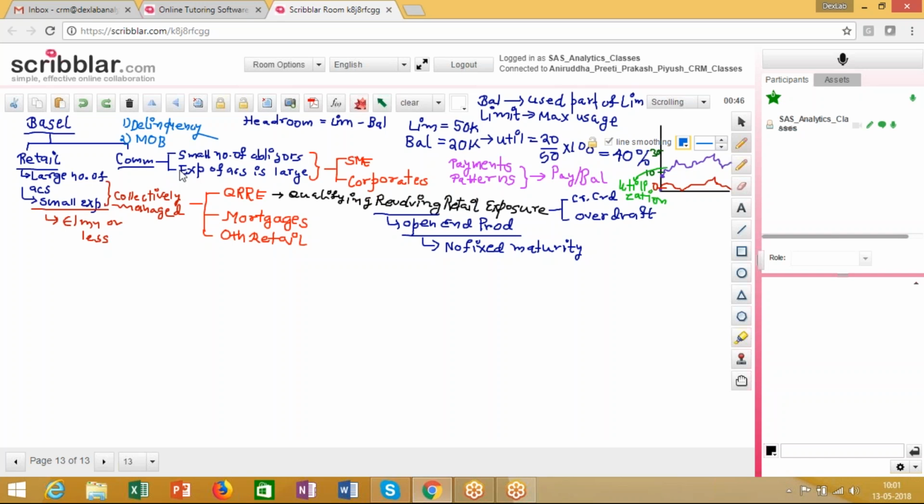Therefore, the role of covariates in developing these models is very important. Only primary variables cannot help you much. You have to create covariates, and creating the appropriate covariates is a major step in this exercise. Clear?